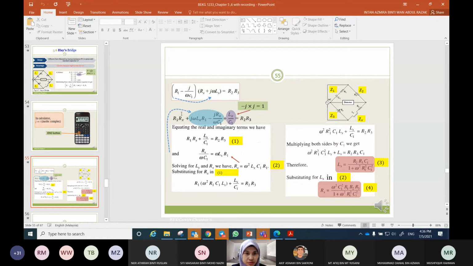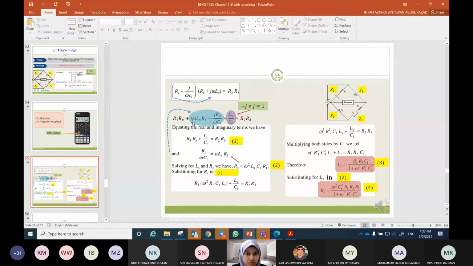So we have R1, Rx, plus Lx over C1 equal to R2, R3. This is the real term. This one plus this one is equal to this. And then the imaginary term is in the highlighted blue.